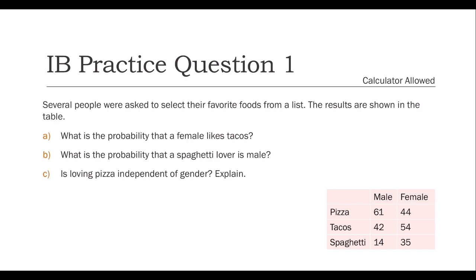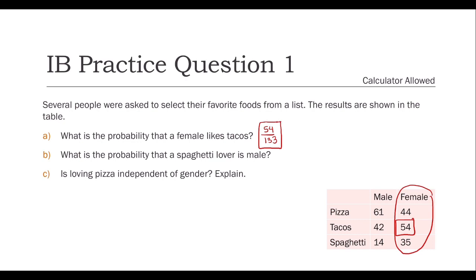A, what is the probability that a female likes tacos? So a female would be just this row, and we're looking for the probability that they like tacos. So it'll be 54 out of the total of that row. So out of 133. That can't be simplified, so this would be your answer for that.